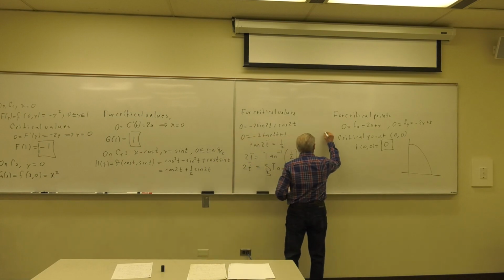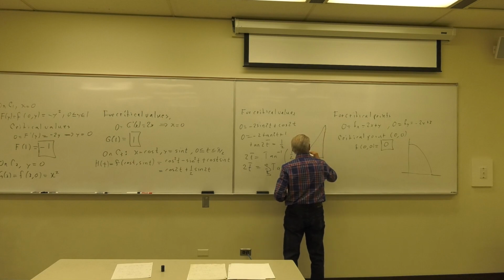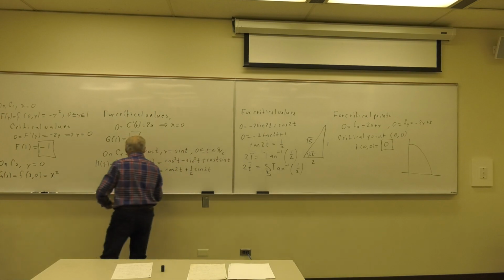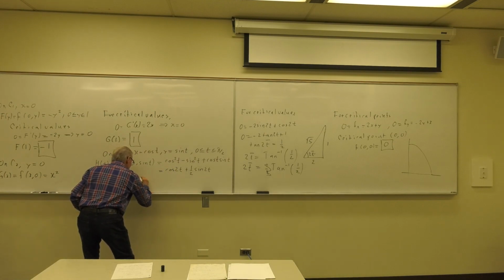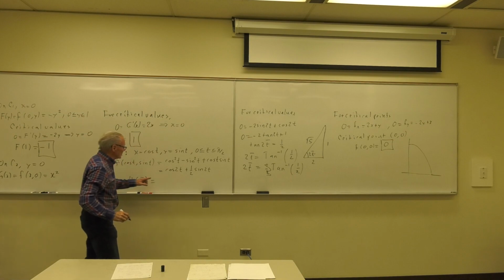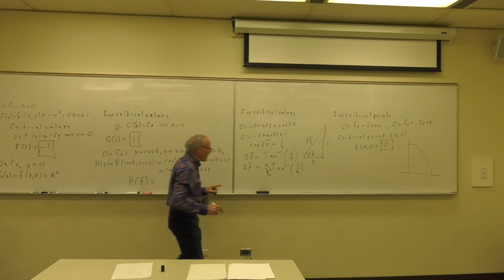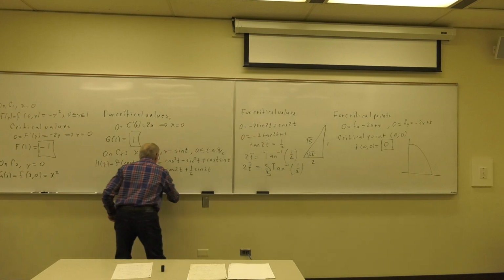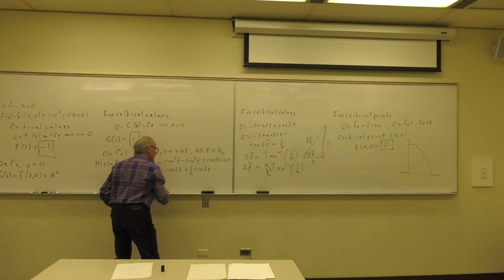Let me draw a triangle. Put in this triangle 2t bar. Its tangent is a half. That's a 1, that's a 2, that's a root 5. I want the cosine. So h at t bar is equal to cos 2t bar. Here's 2t bar. The cosine is this one over that one, 2 over root 5.